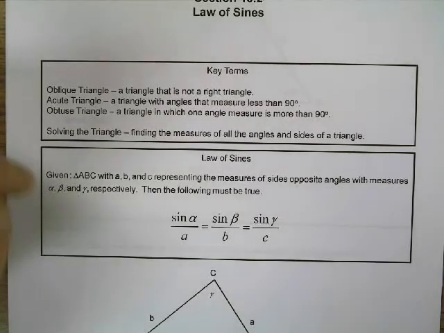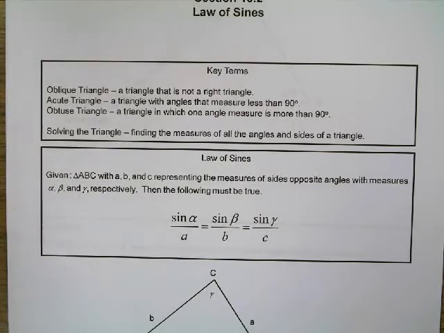And just like when we solved right triangles, there's usually one or two things that are fairly simple to find, and then some other things that are going to require a little more work. The law of sines is a way to find missing angles and missing sides in a non-right triangle.